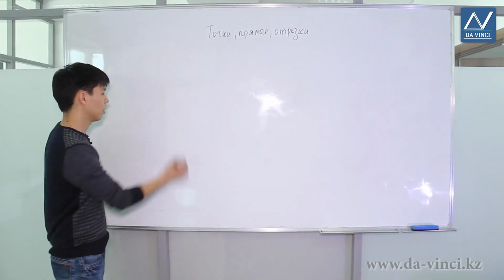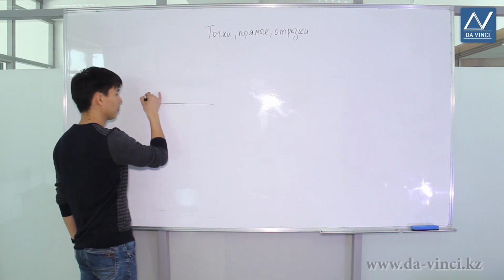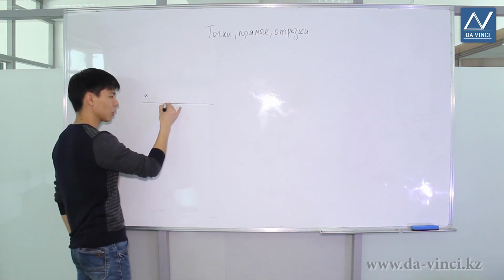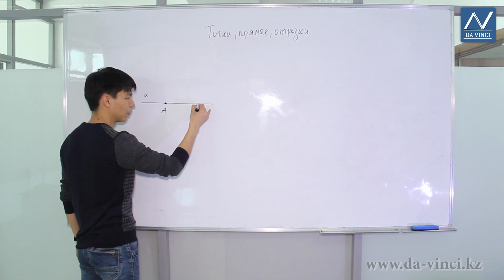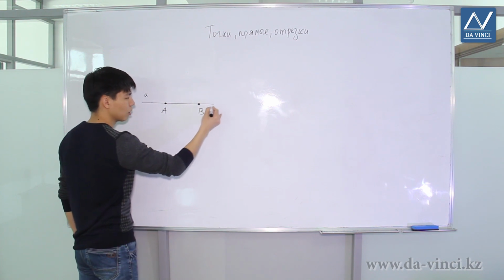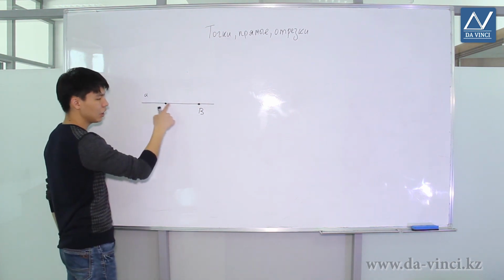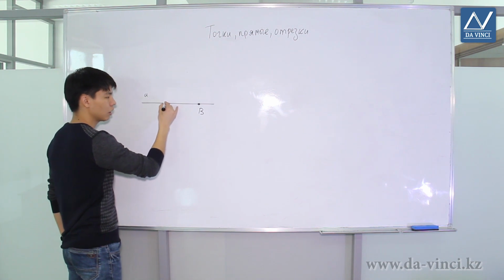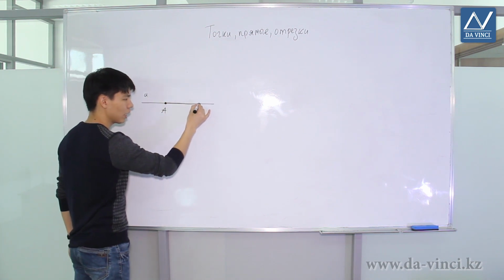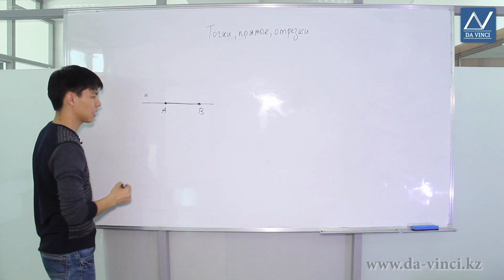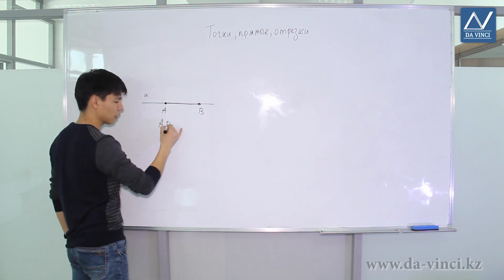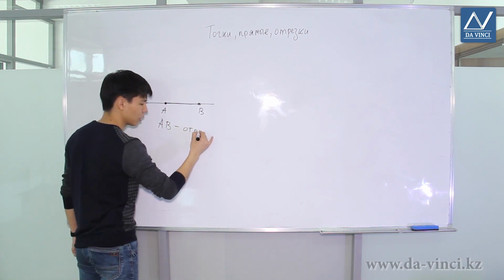Now let's move on to segments. Let's say we have a certain line. Let's mark 2 points on this line, point A and point B. Point A and point B define a specific part of the line. A portion of a line that is bounded by 2 points is referred to as a segment. That is, from A to B is a segment.